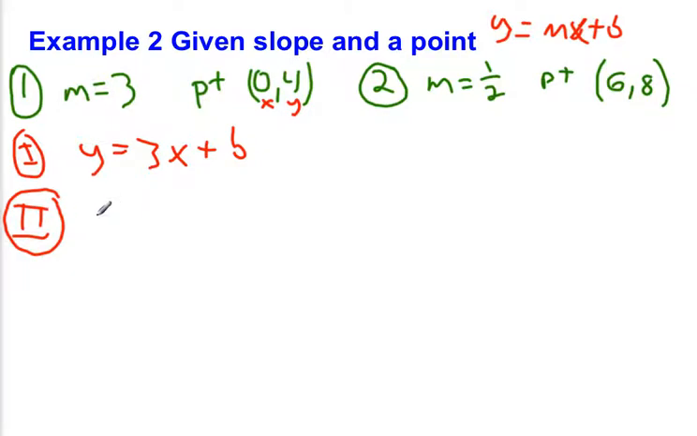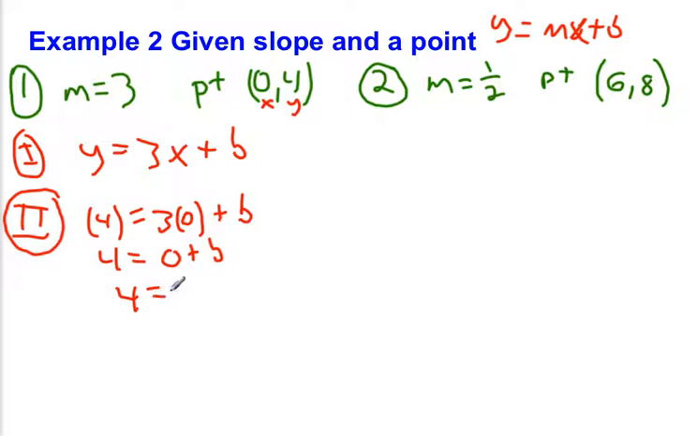So y equals 4, and I use parentheses to show that I'm substituting in to organize my work. So 3 times 0, x is 0, right? And plus b. So let's simplify this. 4 equals, well, 3 times 0 is 0. We could write out that term, 0 plus b. So 4 equals b.